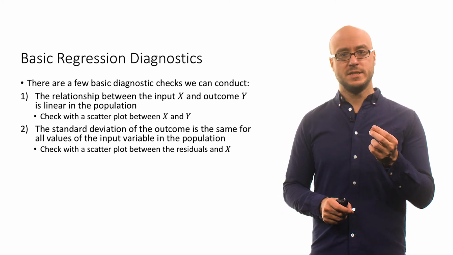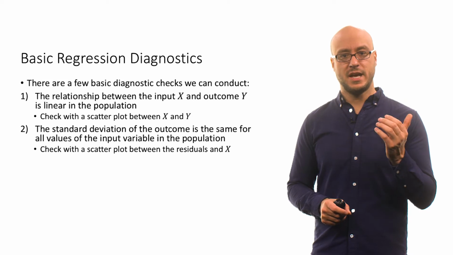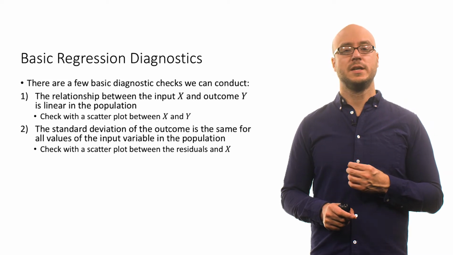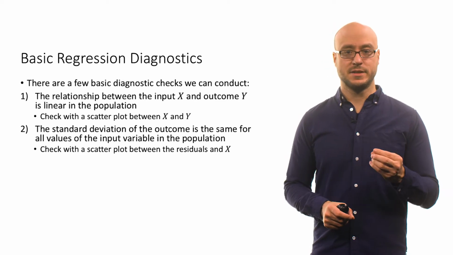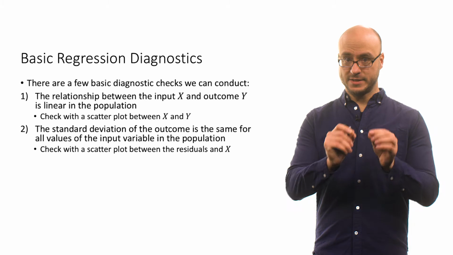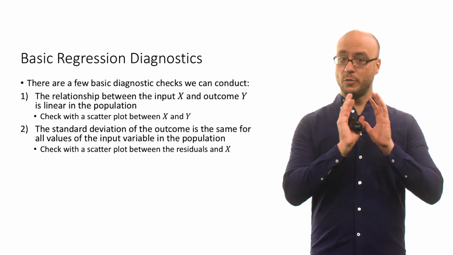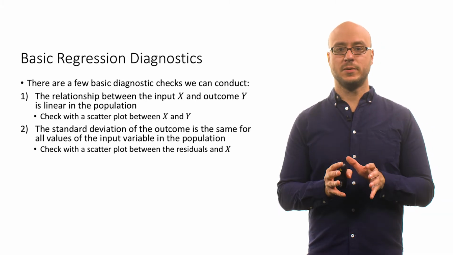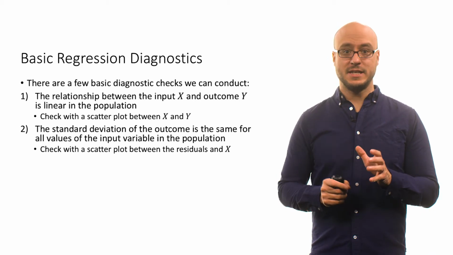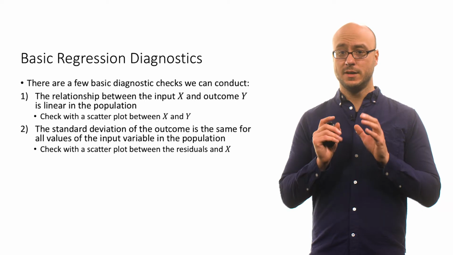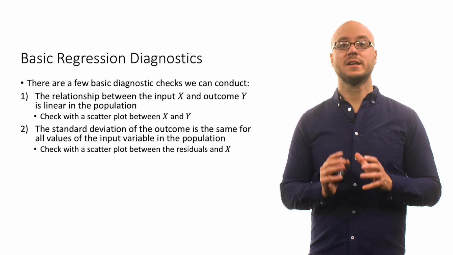The second assumption is that the standard deviation of the outcome is the same for all values of the input variable in the population. So again, we can check with the scatter plot between the residuals and x. Again, we're checking based on the sample of data. We don't know what the population is doing, but if our sample is suggesting that the standard deviation of the outcome is not the same for all values of the input variable, then we might be more reluctant to make that assumption about the population.